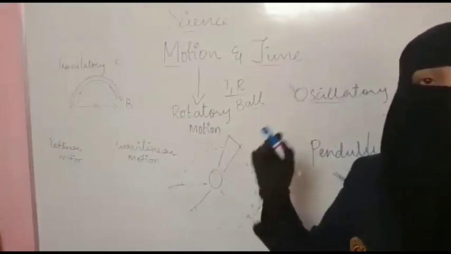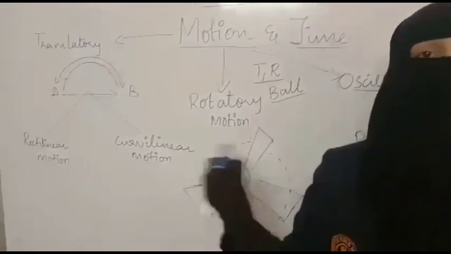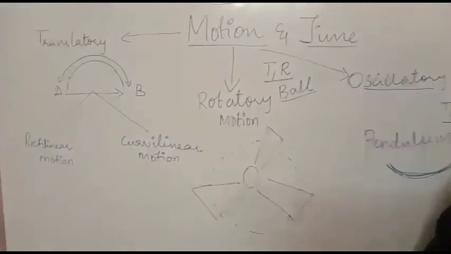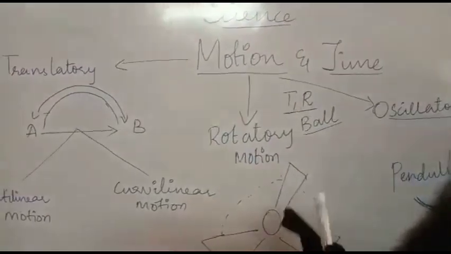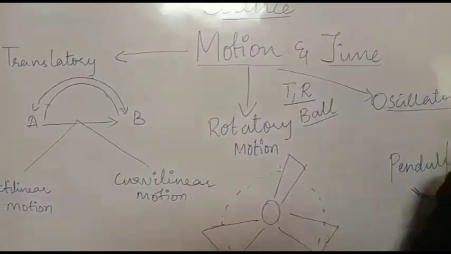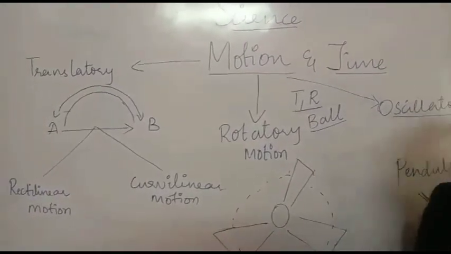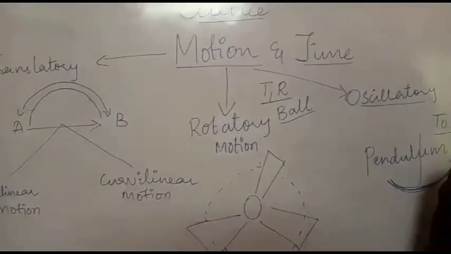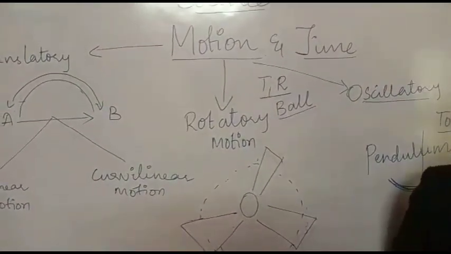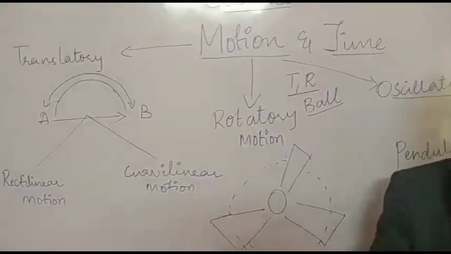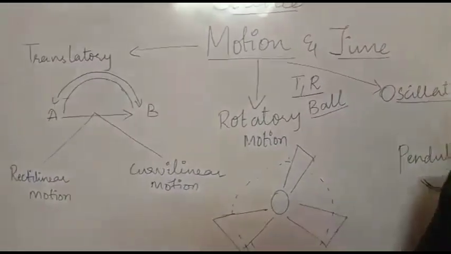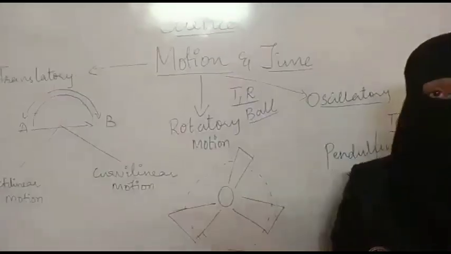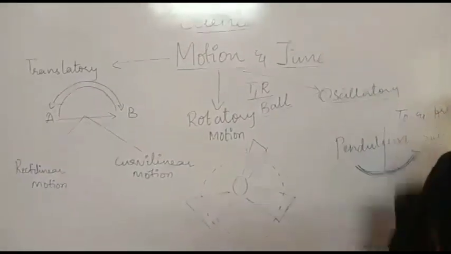So, let us recall the topic motion. If an object changes its position with respect to its surrounding in a given time, then the object is said to be in motion. If an object does not change its position in the given time with its surrounding, then it is said to be at rest. Motion can be either uniform or non-uniform. If an object covers equal distance in equal intervals of time, then it is said to be in uniform motion. If an object covers unequal distance in equal intervals of time, then it is said to be in non-uniform motion.